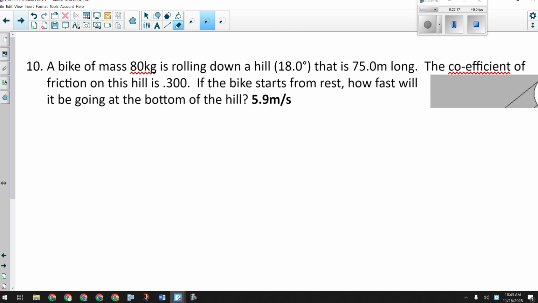Yeah, you guys can do that one. Give that one a try, then we're going to move on to Newton's third law.